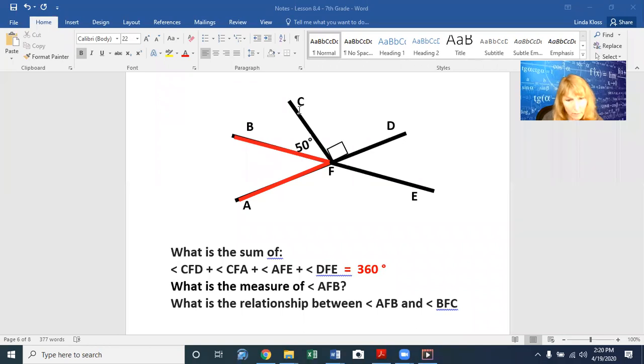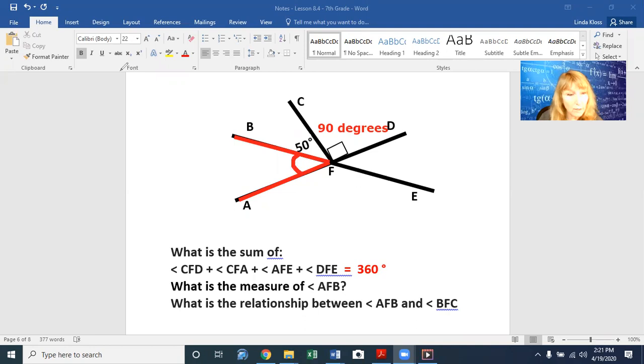I'll use spotlight. This angle here, CFD, how many degrees is CFD? It's perpendicular lines, 90 degrees. So we know that this is 90 degrees. Right? And we know that this is 50 degrees, right? It tells us. A lot of times it'll have to tell you one of the angles. So what is the measure of AFB? So what is the measure of this little bit right here? How can we find that out?